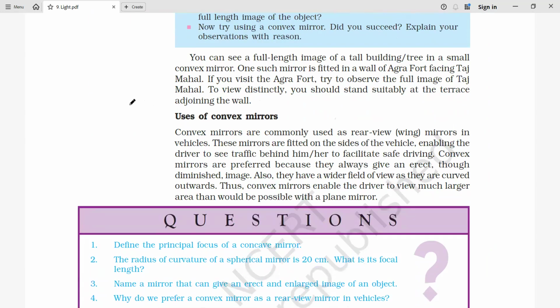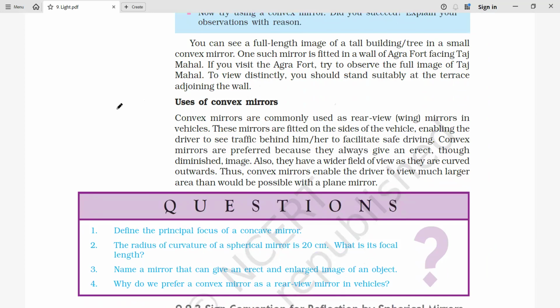Now we need to understand what the use of convex mirror is. Its use is very important. It is used in the rear view of vehicles, that is, the wing mirrors. So this large image is seen as a small image. It is fitted on the sides of vehicles so that drivers can see the traffic behind, and for safe driving, it is important.